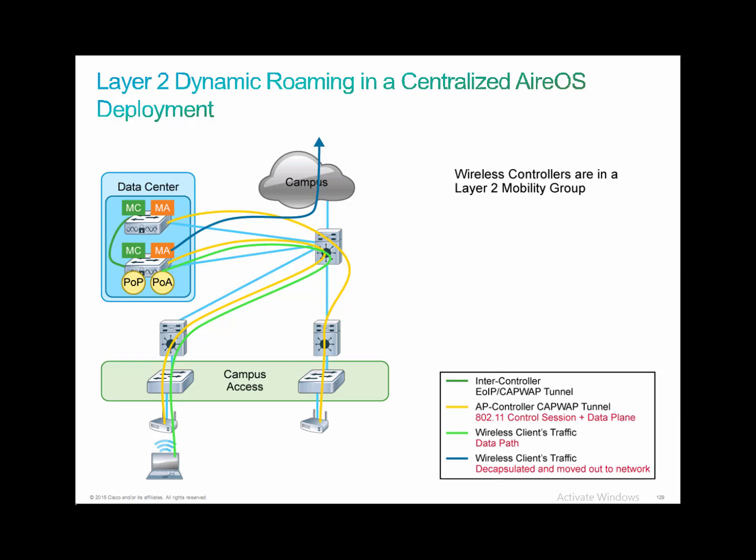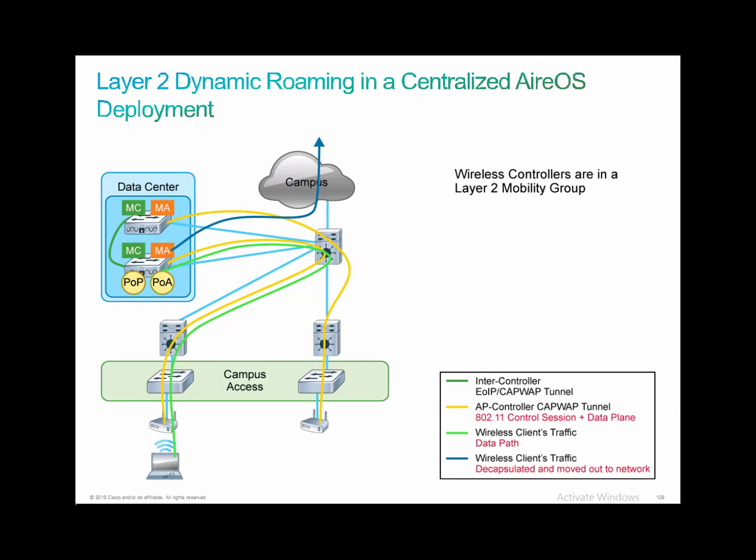Layer 2 roaming can be intra-controller, so moving from one AP to another within the same controller, where the client's POP and POA remain the same. Layer 2 roaming could also be inter-controller, where the client's POP and POA would move from one wireless LAN controller to the other. That's the flow that we're going to look at here. You can see there are different controllers here, and so we're moving from one controller to the other.